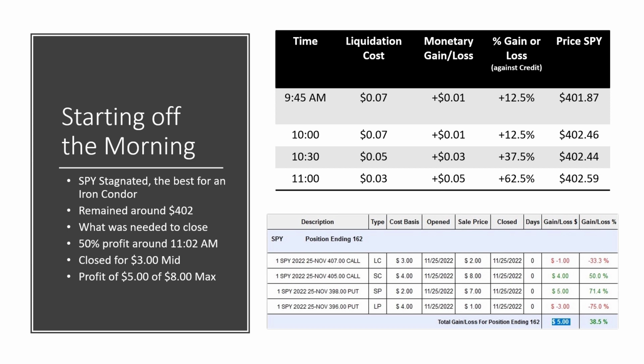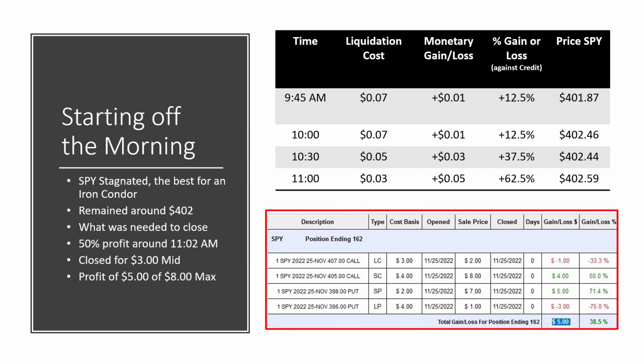Eastern Time, we see a trigger in the power options portfolio for the alert we set for 50% profit. Liquidation cost is 3 cents. We'd make a profit of 5 cents of the 8 cents total we expected, so we're at a 62.5% profit. SPY staying right around 402, 402.50. It's at 402.59. So we simulated closing the position around 11:02 a.m. Eastern Time. Cost to close was 3 cents, or $3 per one contract, so we kept the 5-cent profit on the 8 cents expected, made 62.5% for the 0 days to expiration.